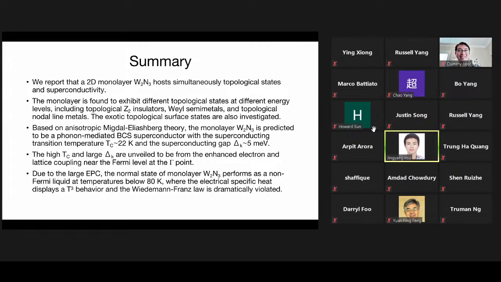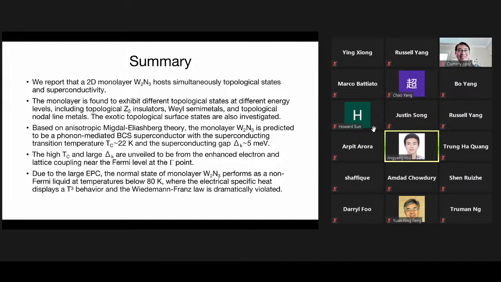Now I will summarize the report. We report that a 2D monolayer tungsten nitride holds simultaneously the topological state and the superconductivity. The monolayer is found to exhibit different topological states and different energy levels based on anisotropic Mendel and Aschenberg theory. The monolayer tungsten nitride is predicted to be a phonon-mediated BCS superconductor with a superconducting transition temperature Tc of about 22 Kelvin and the superconducting gap of about 5 meV.